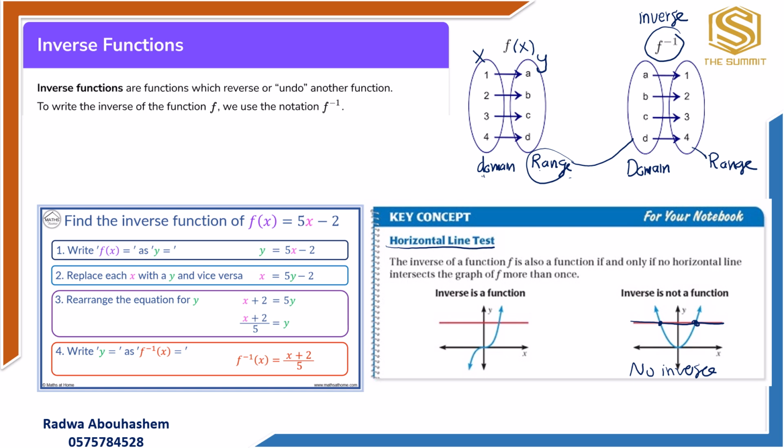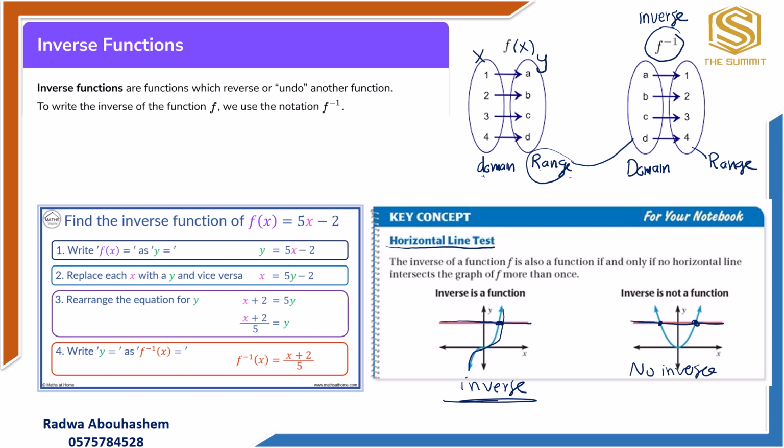What about this one? This is a cubic function, right? If you apply the horizontal test, it passes only through 1 point. So yes, it has an inverse. So make sure that you understand that the inverse is also a function. So it has to pass through only 1 point, not more than this. So horizontal line test, if it passes through 1 point, it has an inverse. If it passes through more than 1 point, it doesn't have an inverse.